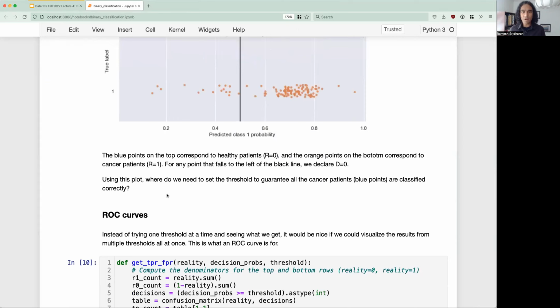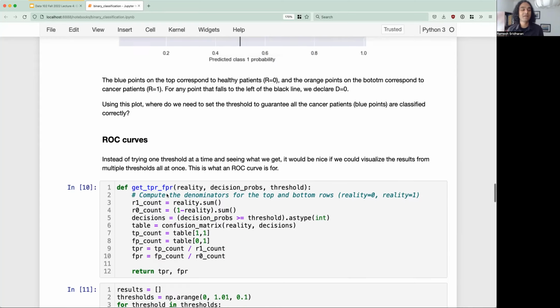So an ROC curve, ROC stands for receiver operating characteristic. The name originates from the World War II era, where they had radar detecting planes and ships and stuff, and would say, well, how often can we detect that? Like the receiver, the radar receiver, how well does it detect stuff?